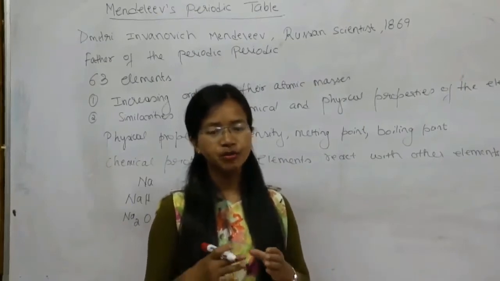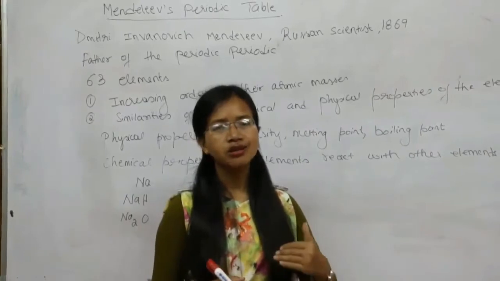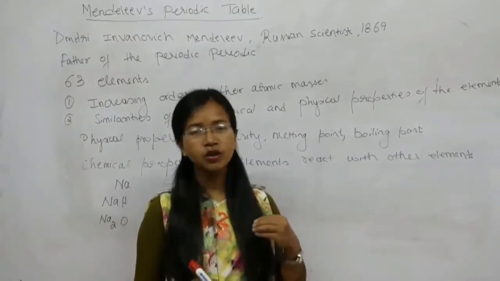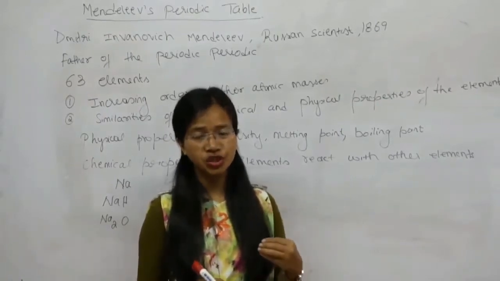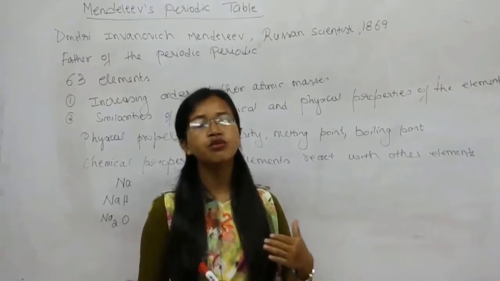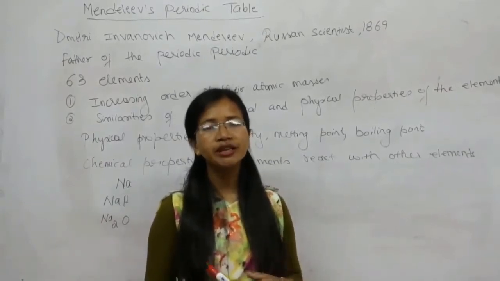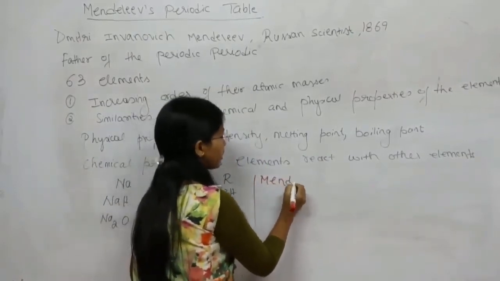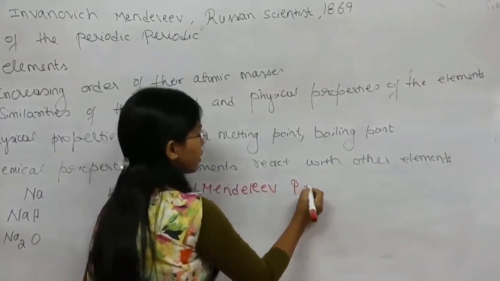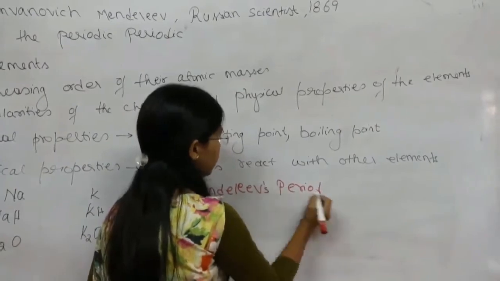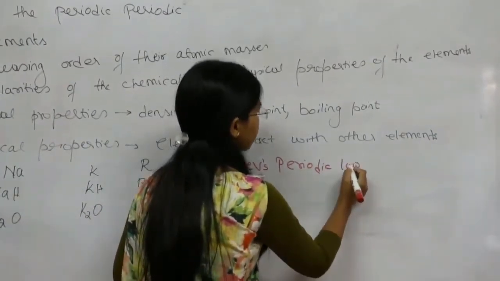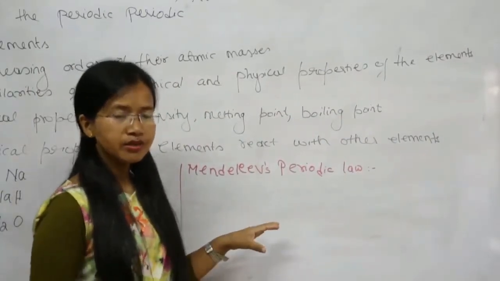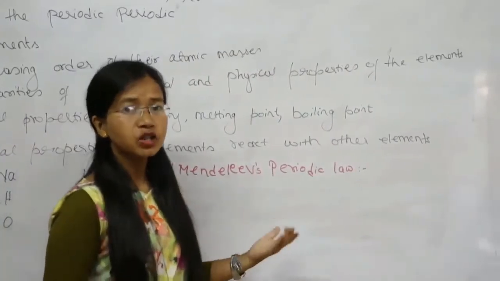So Mendeleev, on arranging these elements, noticed a repetition of the physical and chemical properties of those elements, and those repetitions after a fixed interval made him formulate a law which is called the Mendeleev periodic law. And the law states that the properties of the elements are the periodic function of their atomic masses.